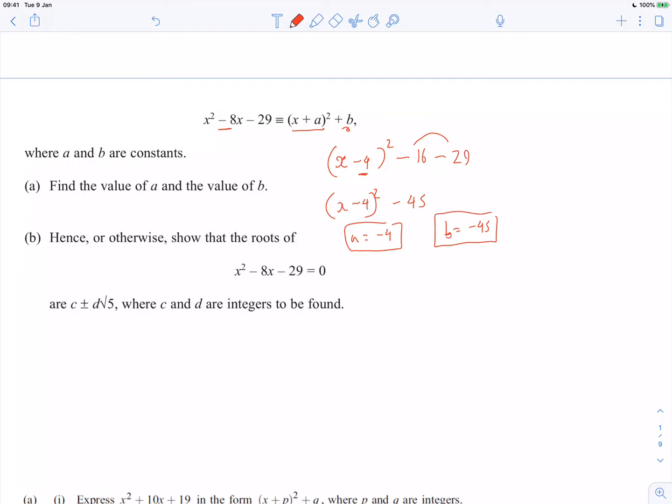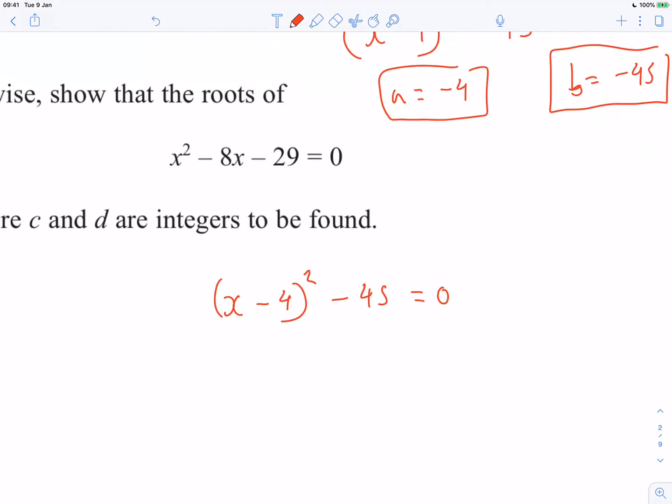Pretty easy. Hence or otherwise, show that the roots of that are c plus or minus d root 5, where c and d are integers to be found. Okay, so what it's asking me to do is, using completed the square form, x minus 4 all squared minus 45, set that equal to 0 and now solve. So I'm going to add 45 to both sides, so 45 equals x minus 4 all squared. I'm going to square root both sides, so x minus 4 equals plus or minus root 45.